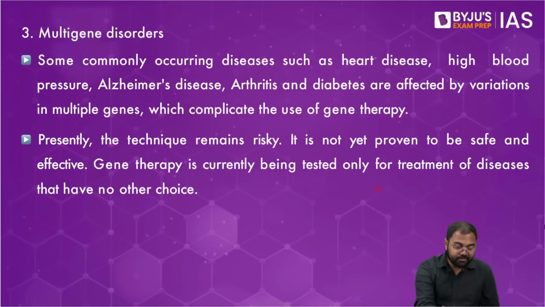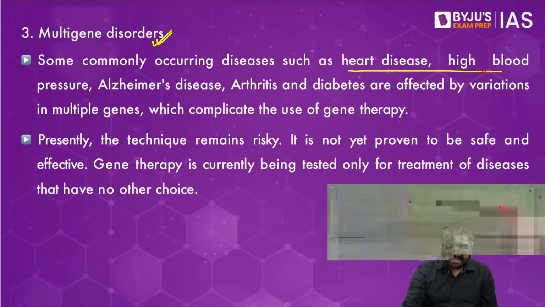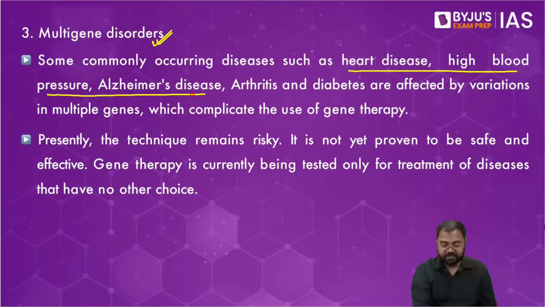Then sometimes there are certain diseases which are multi-gene disorders, where the problem is not only with one gene, but rather there are multiple genes which have the problem. And because of that, again, it becomes very, very difficult for us to solve those kinds of problems. For example, high blood pressure, Alzheimer's, arthritis, diabetes, they're all diseases that affect multiple genes.